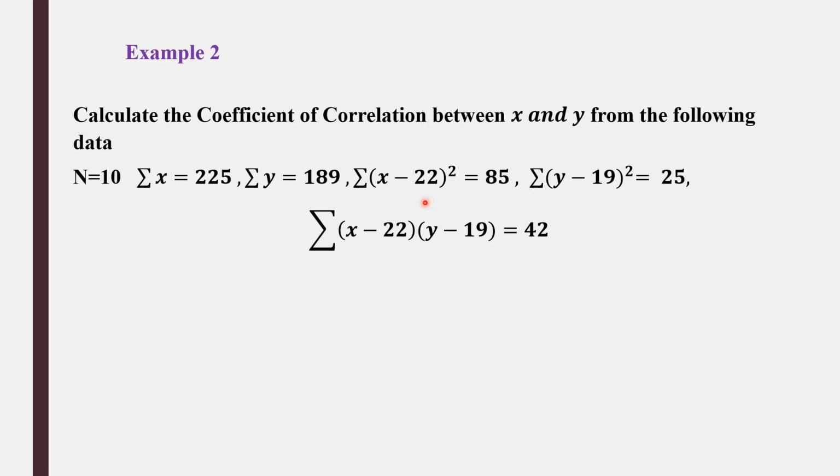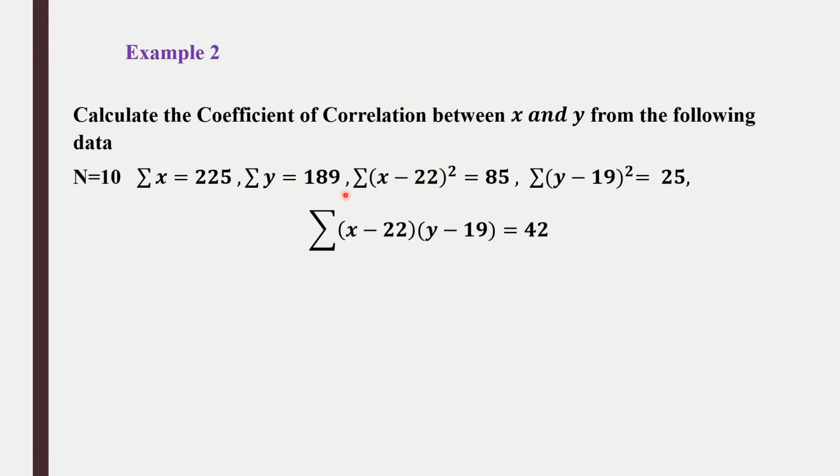In the actual mean method, it is X minus X bar, which means that 22 has to be the actual mean of X. If I calculate the mean of X, it will be summation X upon N. That is 225 divided by 10. That comes out to be 22.5. Actual mean is 22.5, but we are given 22, which means that this is not the actual mean.